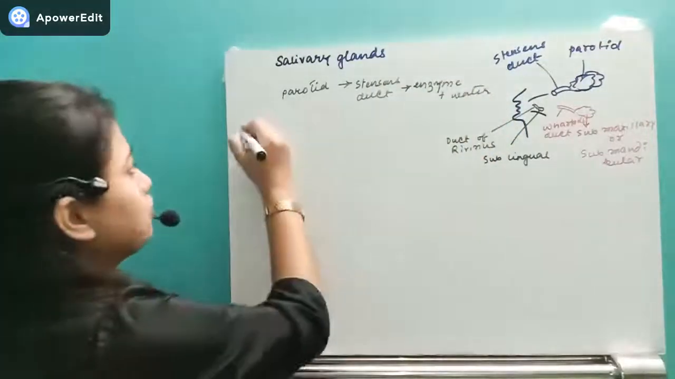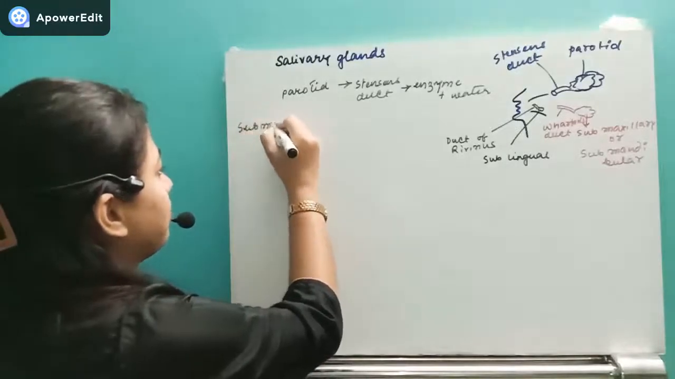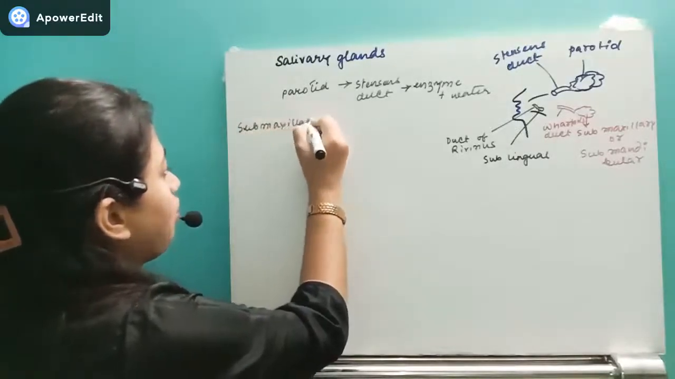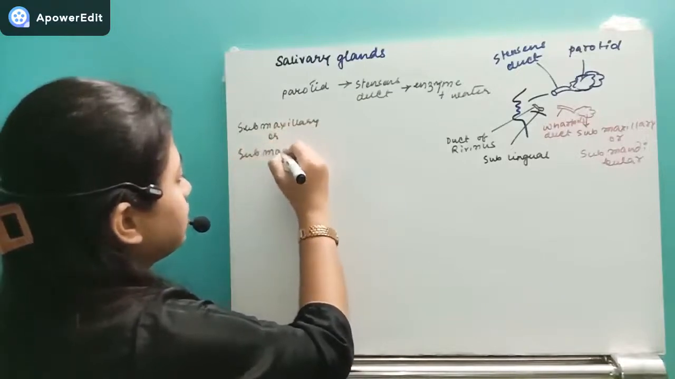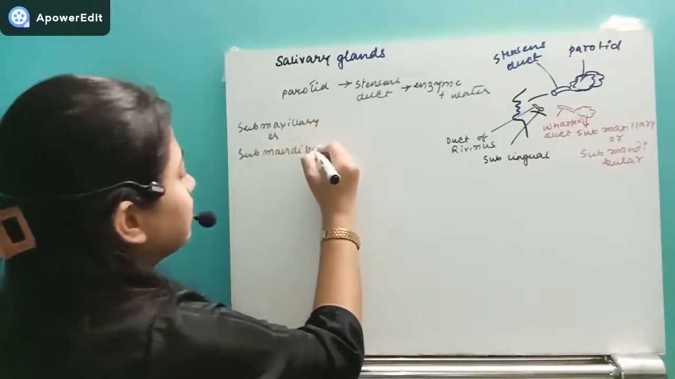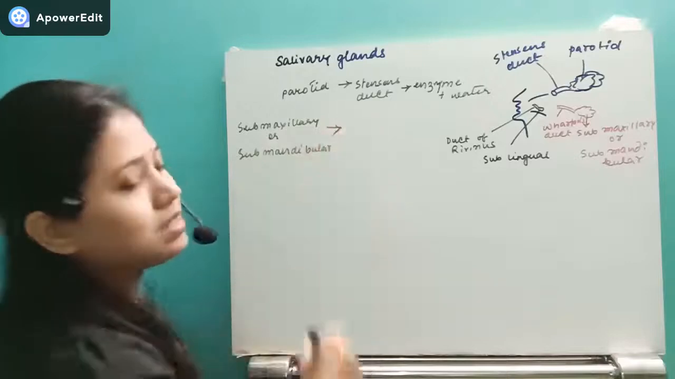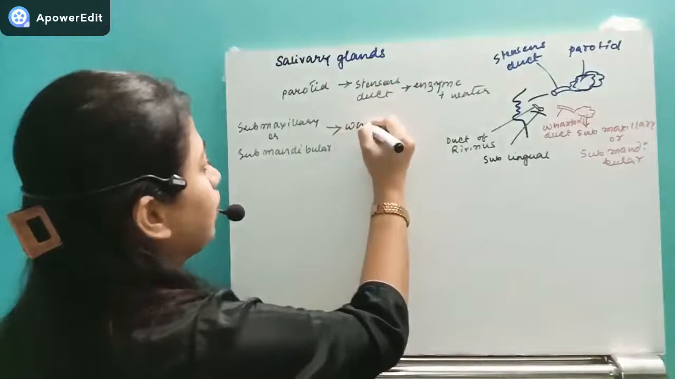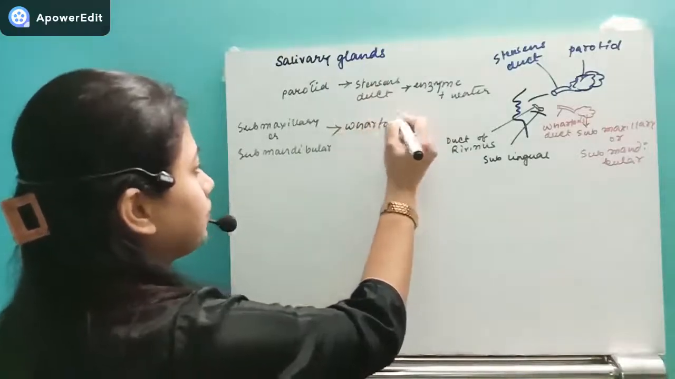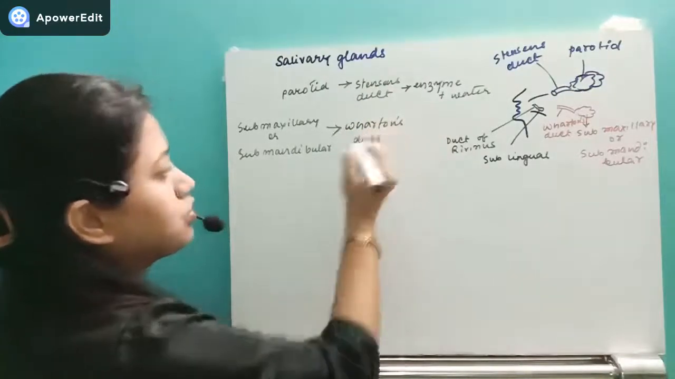Next gland, that is known as the submaxillary or submandibular gland, right? This submaxillary or submandibular gland is going to have its duct. The name of the duct is Wharton's duct, right? This is called Wharton's duct.